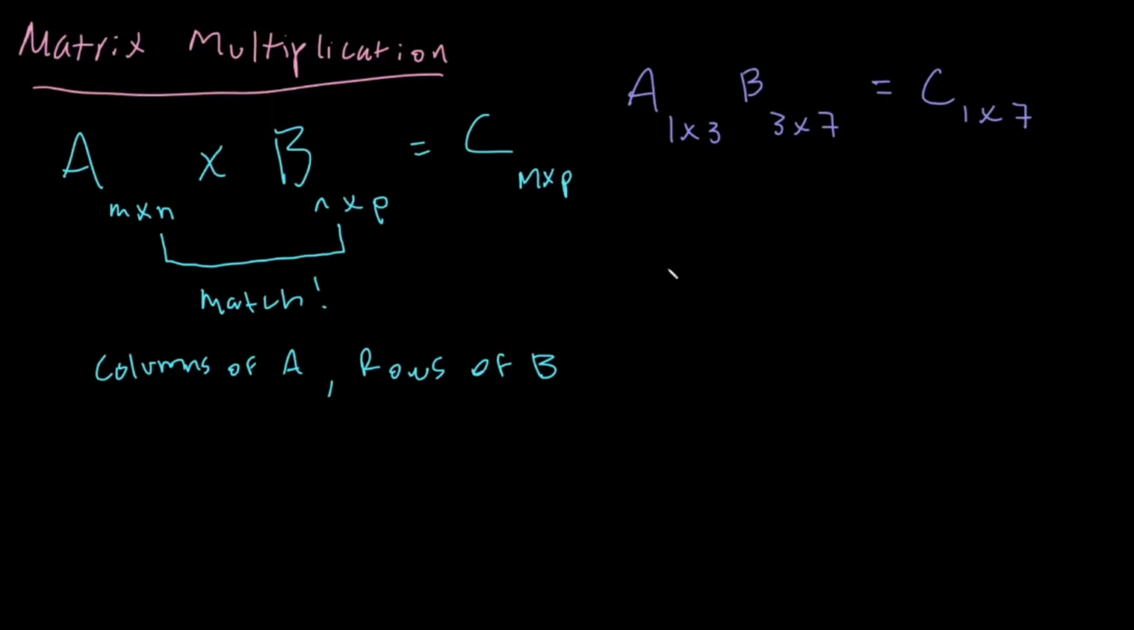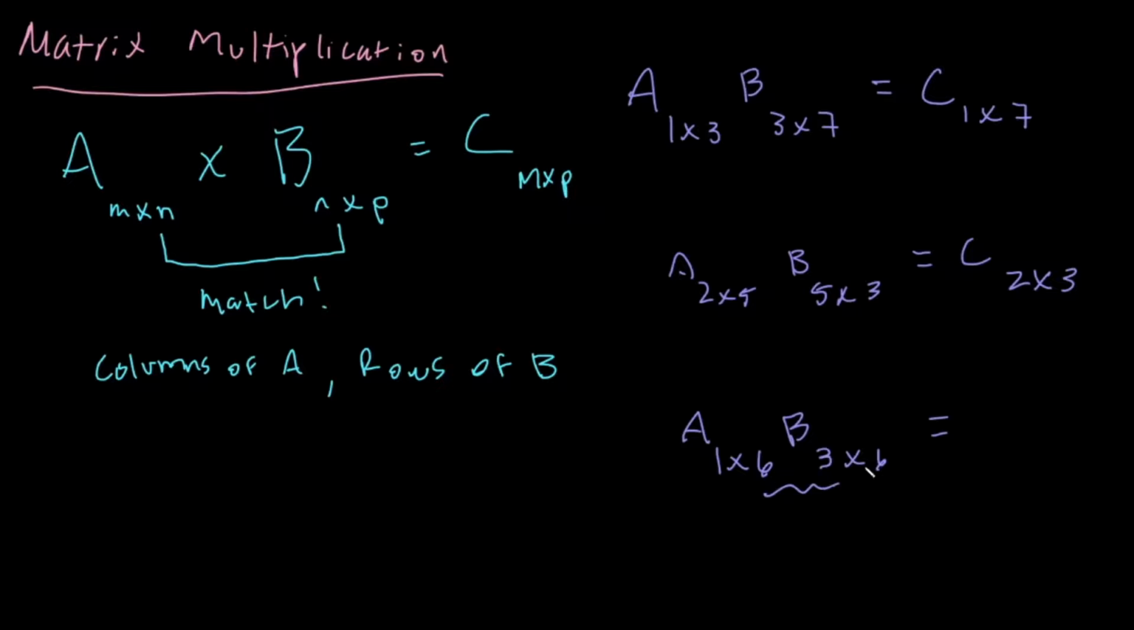Let's try another one. If I have A that's 2 by 5 and B that's 5 by 3, are they compatible? The inner numbers match, yes, so the result is the outer numbers. It's going to be a 2 by 3. Let's try another one. If I have A that's a 1 by 6 and B that's a 3 by 6, are they compatible for multiplication? The inner numbers don't match, so it's not possible.